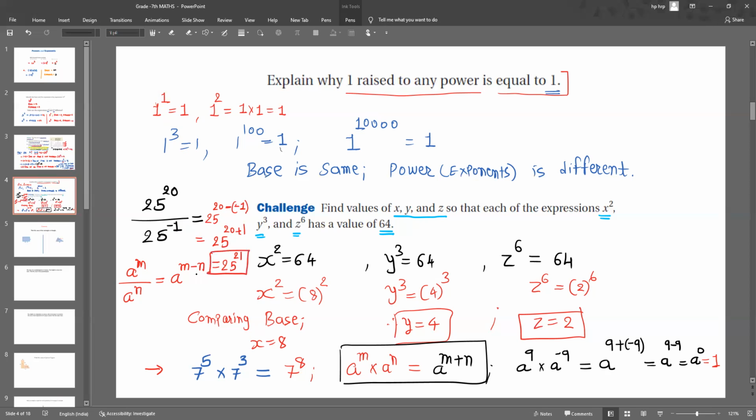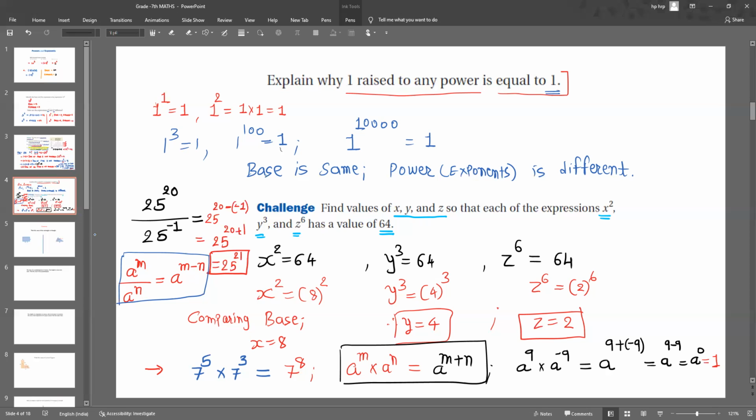So here we use this law. When numbers are in division and the base is the same, the power is different, we have to use this law: a raised to m upon a raised to n can be written as a raised to m minus n. Understand?